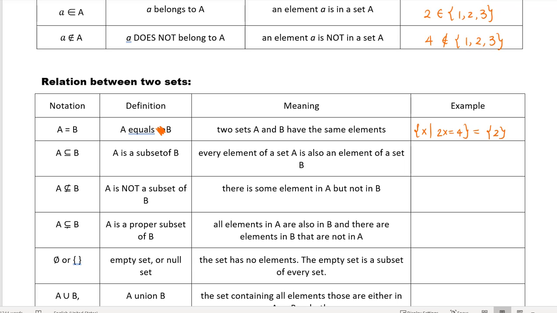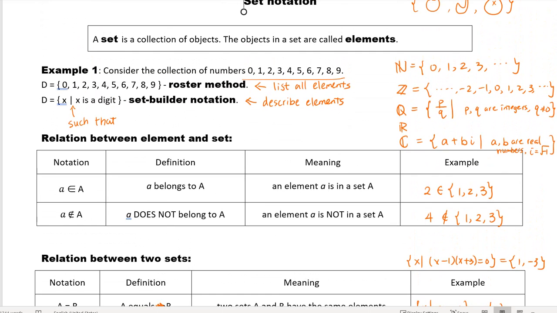Other examples you can think about: x such that (x minus 1)(x plus 3) equals 0. When you solve the quadratic equation, you get x is 1 or minus 3. This is another example where the sets are equal. And also in our example 1, those two sets are equal. They are both the set D.